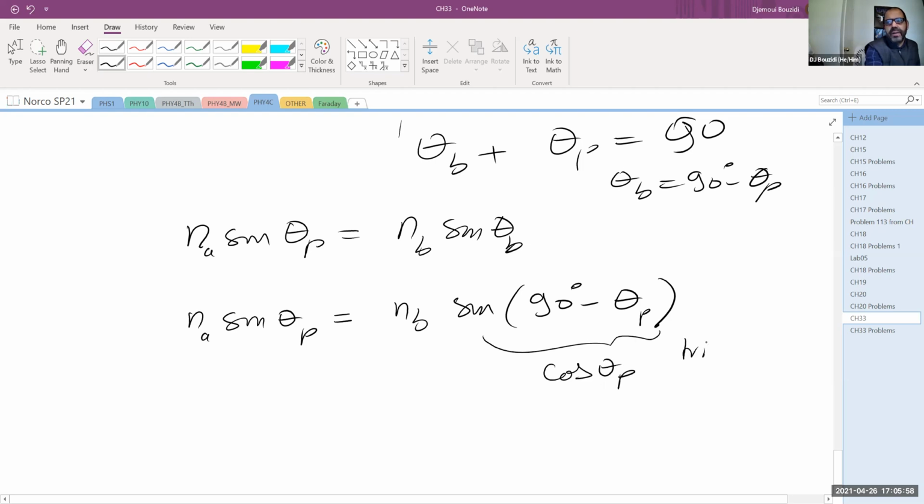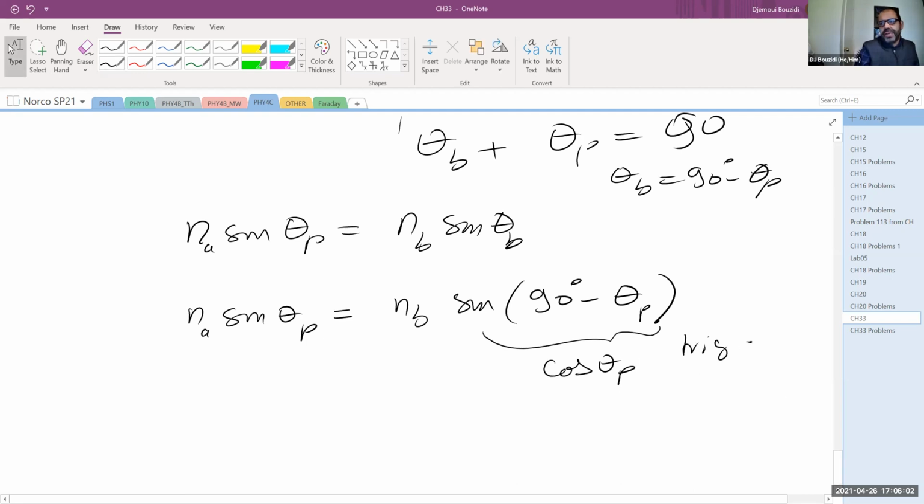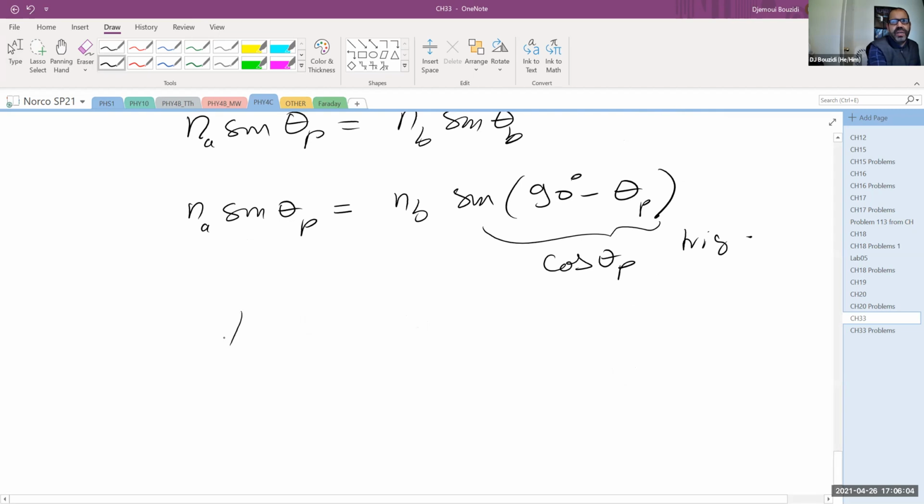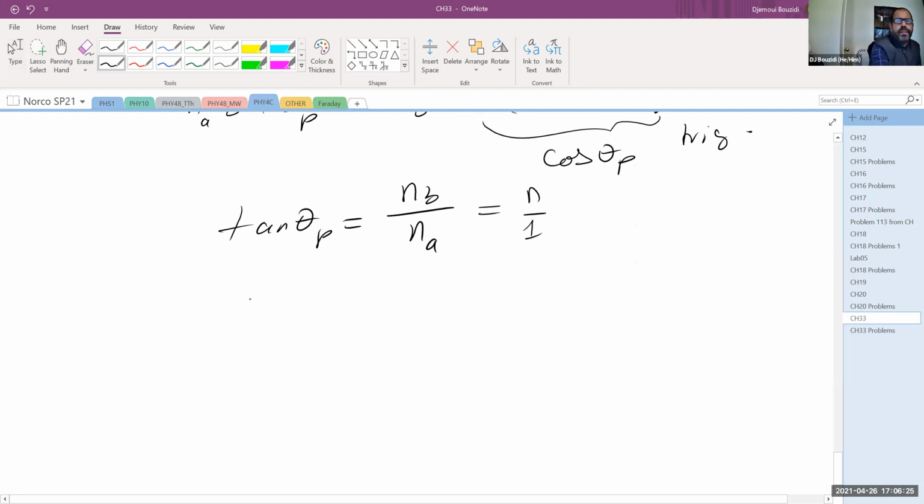Okay, this is a trig identity. So all I have to do is divide by the cosine, and now I have the tangent. So the tangent of theta P is equal to NB over NA. In my example, the original one with n equals to 1, NA equals to 1. So this is divided by that, and this is equal to n. Okay. So this is Brewster's expression now. So this is Brewster's law.